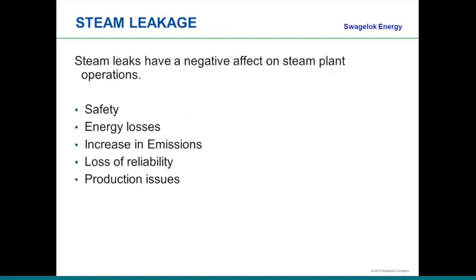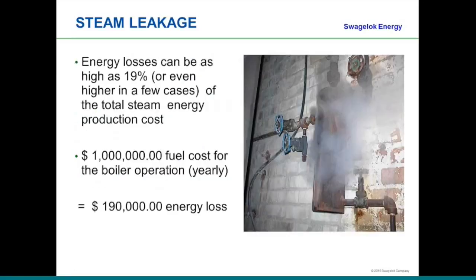One area is steam leakage. Steam leakage has a negative effect on steam plant operation. Number one, safety, energy losses, increased emissions. And one of the things people forget about is the emissions. So if I go out and fix a steam leak, how many tons of CO2 will I stop being put up into the air? The other thing is also loss of reliability, and the thing a steam leakage does is cause production issues. So those are some of the areas we want to take a look at.